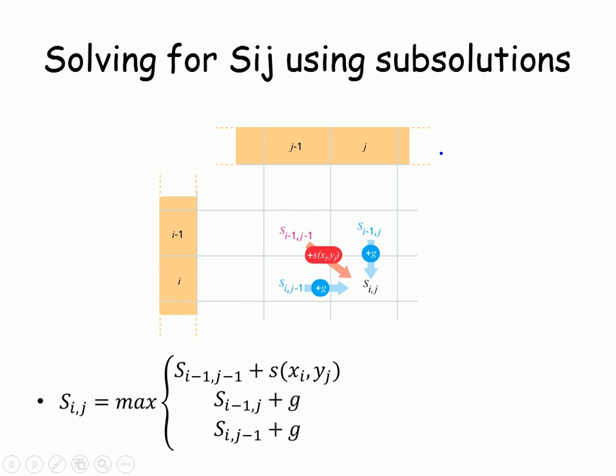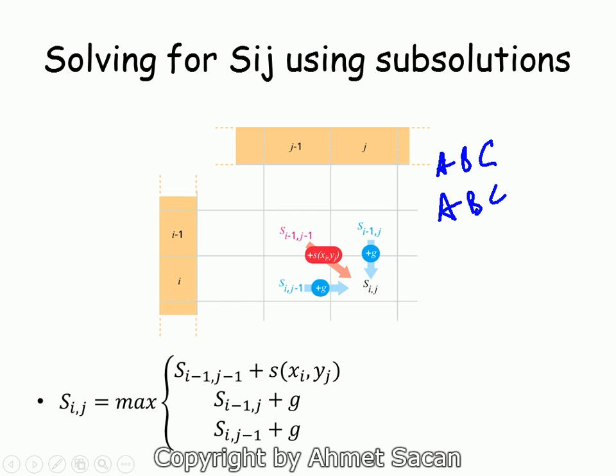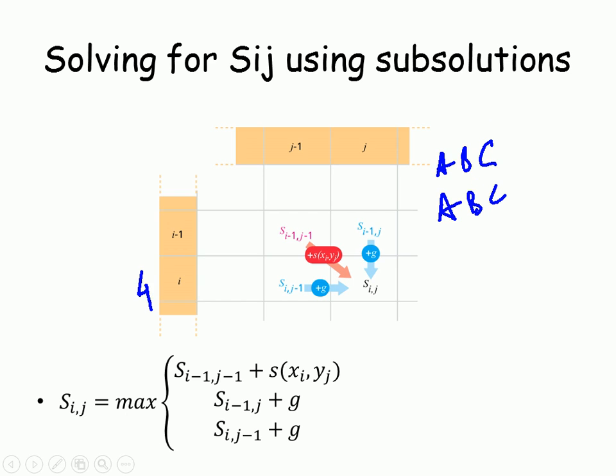Let's say we have A, B, C, A, B, C. And let's say I equals 4. And let's make J also equal to 4 for simplicity. Okay? All right. So we are looking at aligning this D with, let's say, F in the second protein. Okay? So the first option is where everything has been aligned before that, and we are aligning D with F.